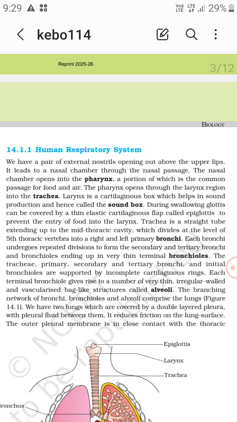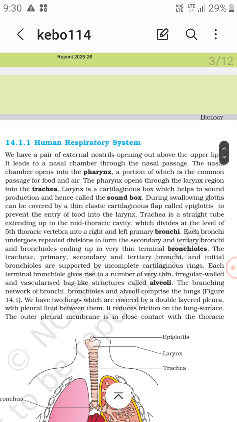The larynx is a cartilaginous box which helps in sound production and hence is called the sound box. During swallowing, the glottis can be covered by a thin elastic cartilaginous flap called the epiglottis. There is a glottis present on the larynx, and the epiglottis covers the glottis to prevent the entry of food into the larynx. The pharynx opens into the trachea through the larynx.